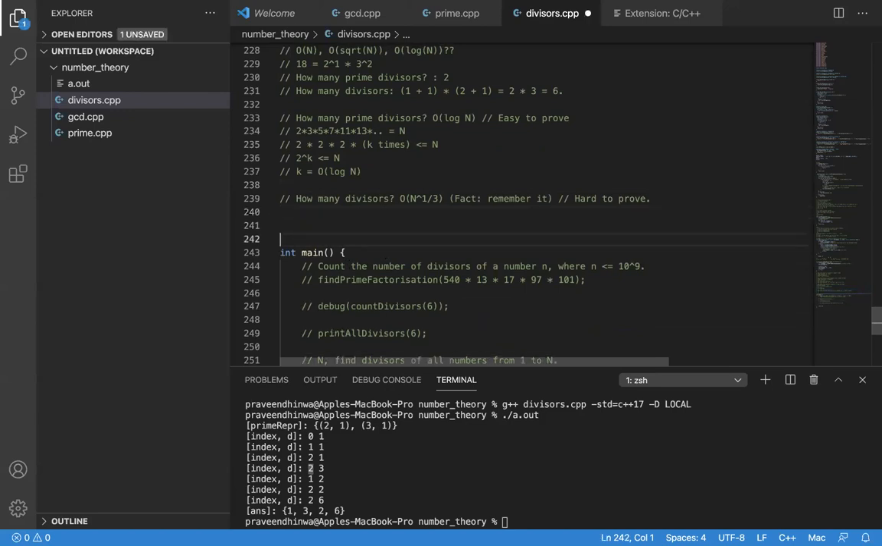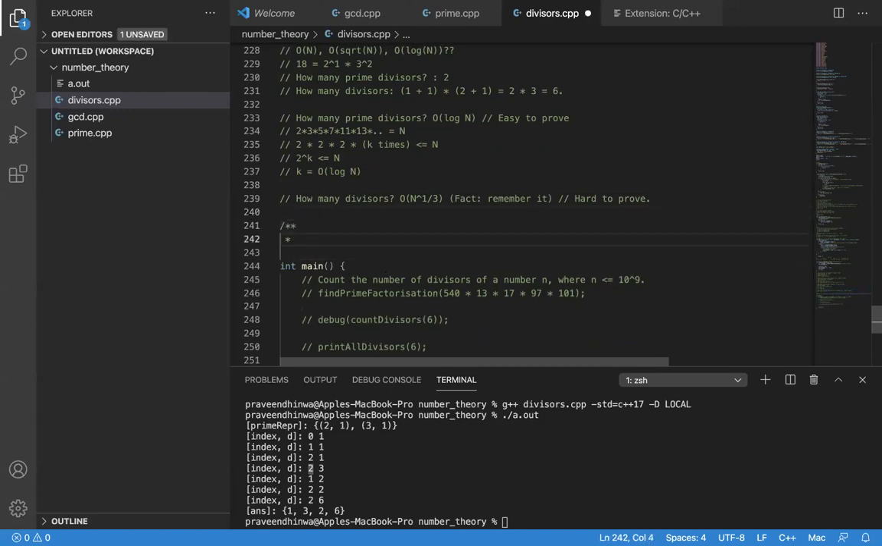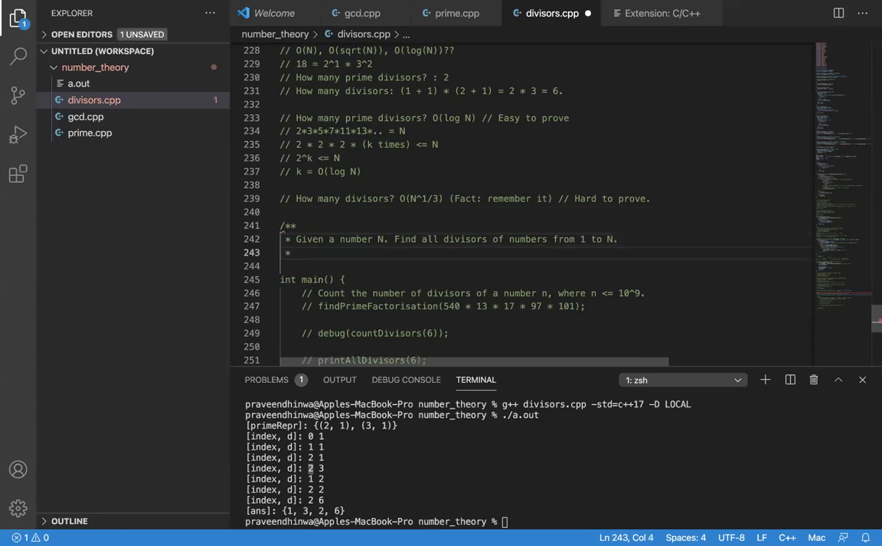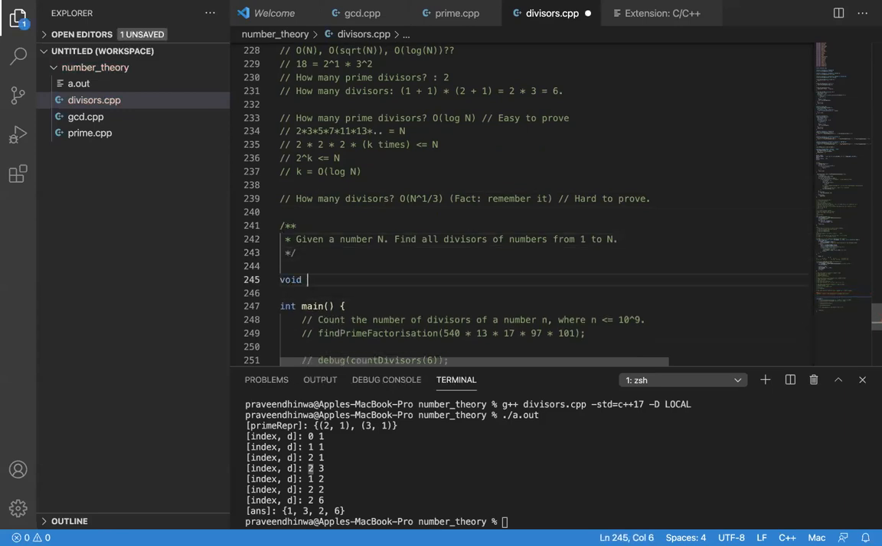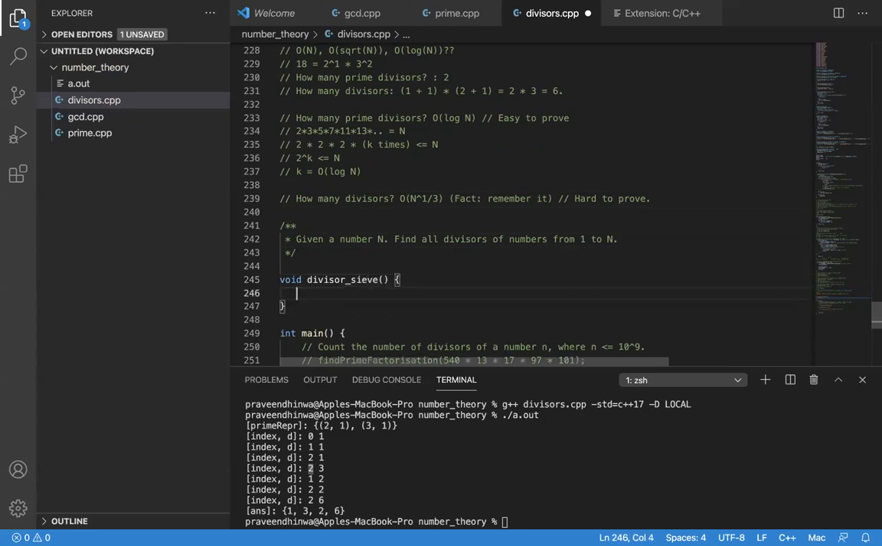So now let's solve another problem. Given a number n, find all divisors of numbers from 1 to n. And this you can solve using a prime sieve. So let's call it divisor sieve and let's call the number n.